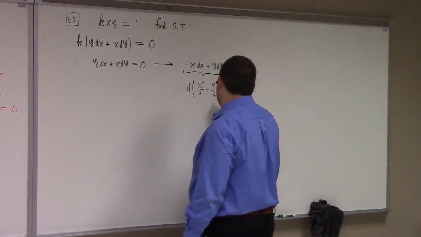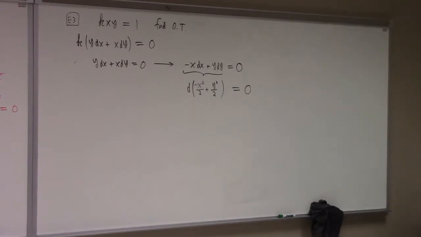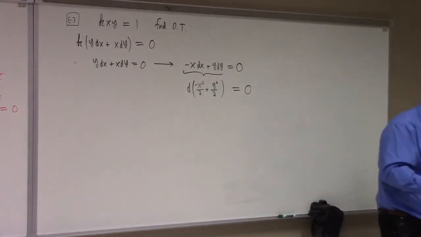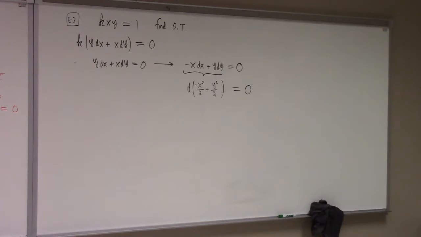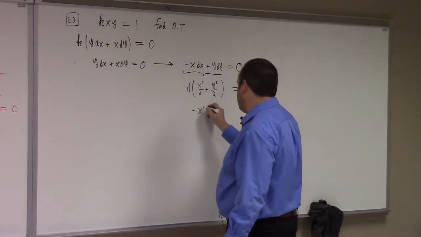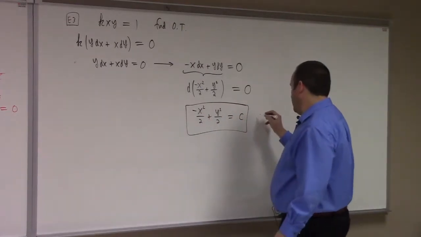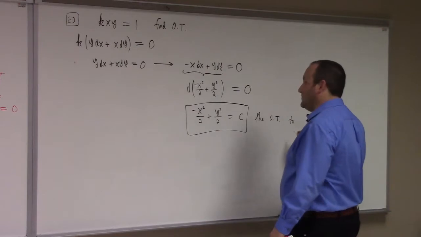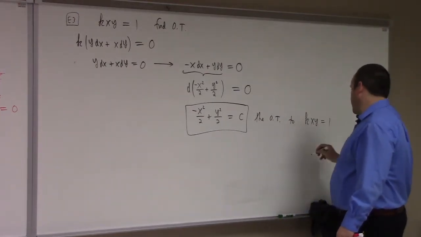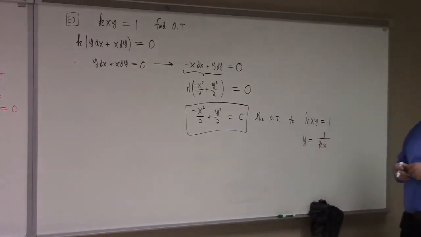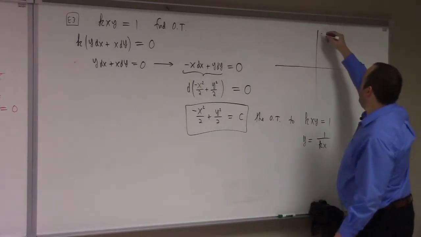Y squared over 2. Now, whenever you do this kind of back of the envelope calculation, you should think about it: if you actually take this total differential, does it get you back to here? I think for this problem, it's fairly clear that it does, right? Oh, so there you have it. Minus x squared over 2 plus y squared over 2 equals a constant. These are the orthogonal trajectories to the family of curves kxy equals 1. Of course, this you could rewrite as y equals 1 over kx. These guys, by the way, are these things.